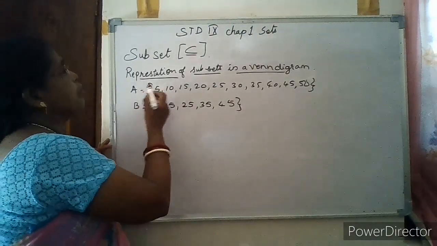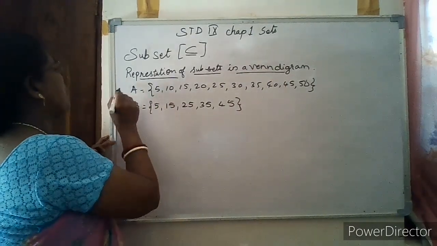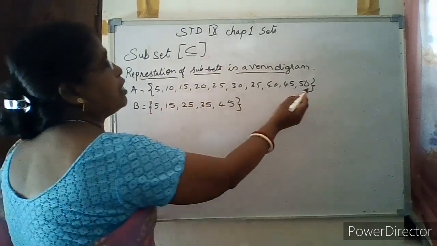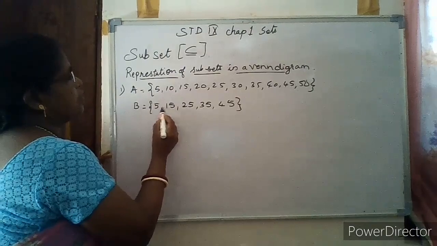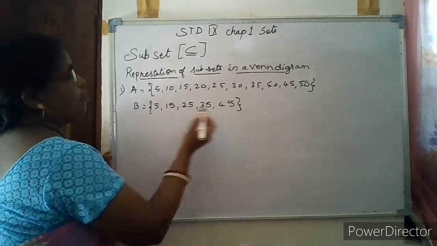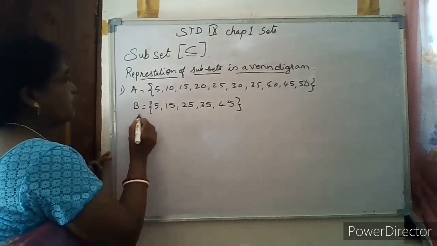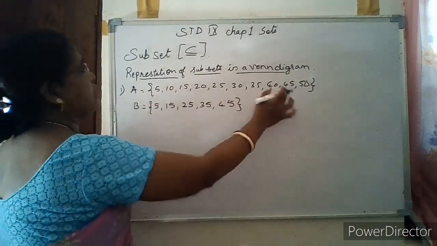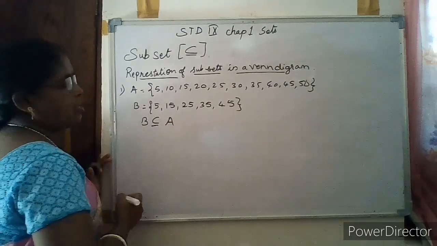Now let us learn the representation of subsets in a Venn diagram. This is an example I have taken. Set A contains multiples of 5. Set B contains numbers with 5 in the ones place: 5, 15, 25, 35, 45. So you see that all the elements of set B are present in set A. So we can say that B is a subset of set A.